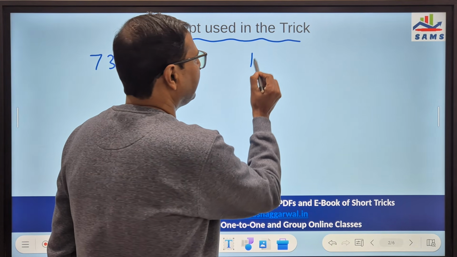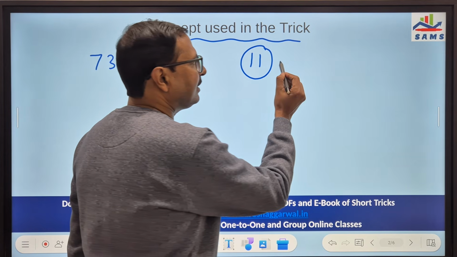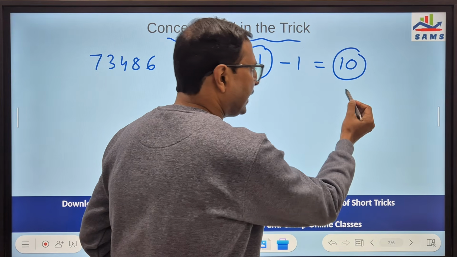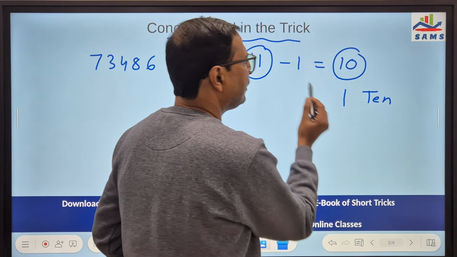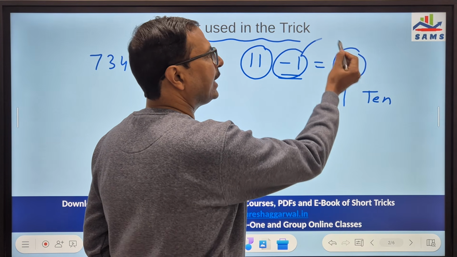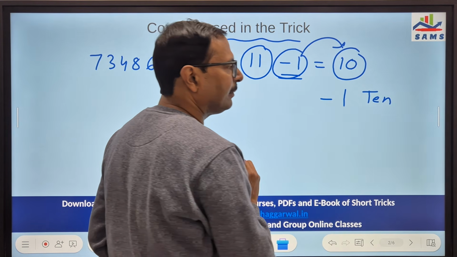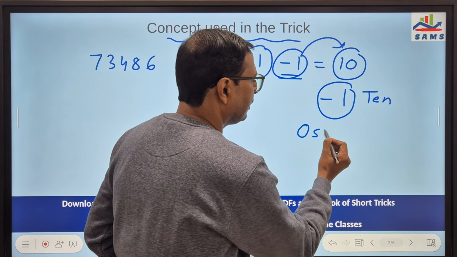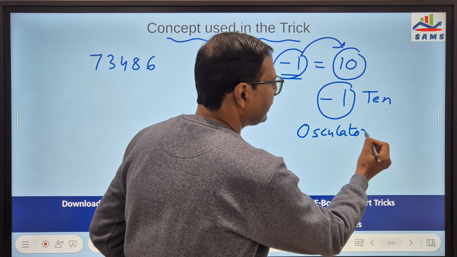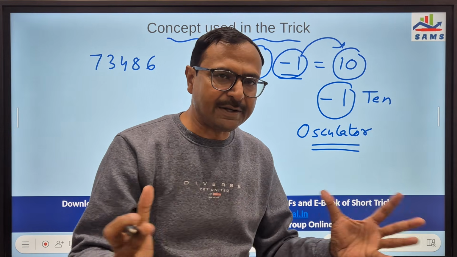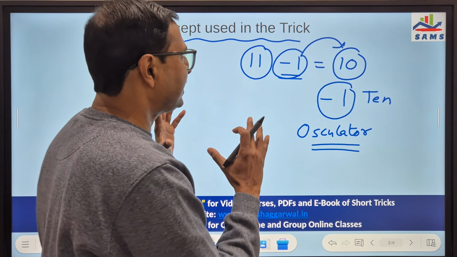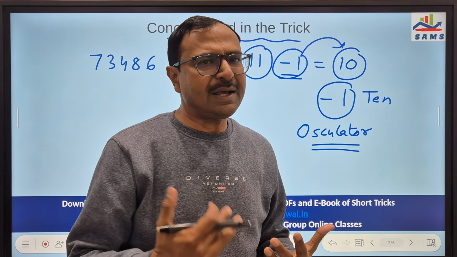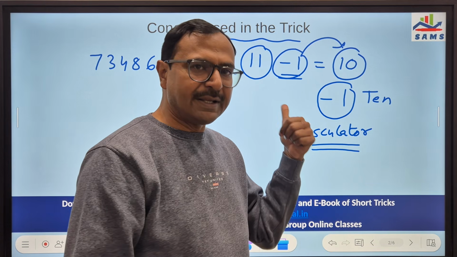What is the concept used in the trick? See, for 11, the divisor 11 minus 1 is 10. It gives me an exact number of tens, that is 110, 1, 10. And what did I do? I subtracted 1 to get to the 10, right? So I'll put a minus here. And this minus 1 is known as the oscillator for 11. Now I'll take up a detailed video on oscillators later. As of now, the concept of the trick says you need to remember this minus 1, which is known as an oscillator for the divisor 11.